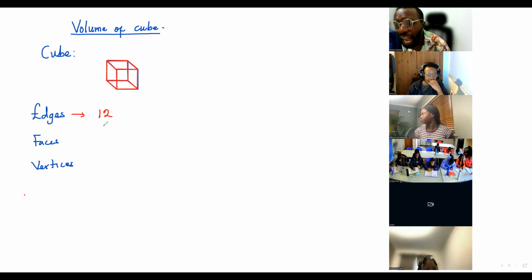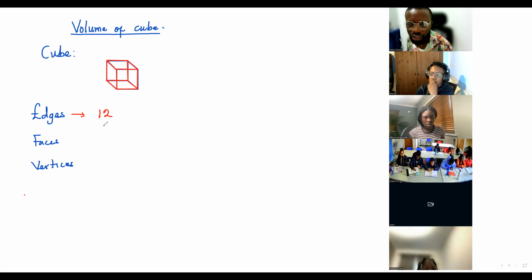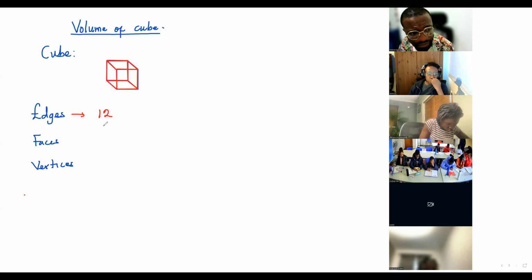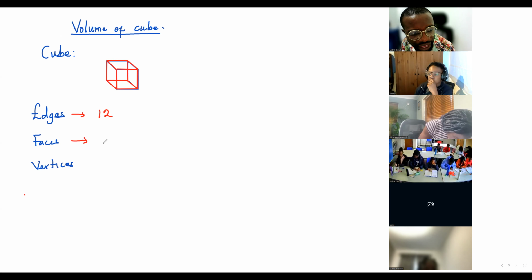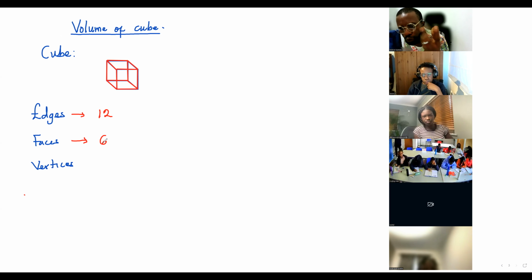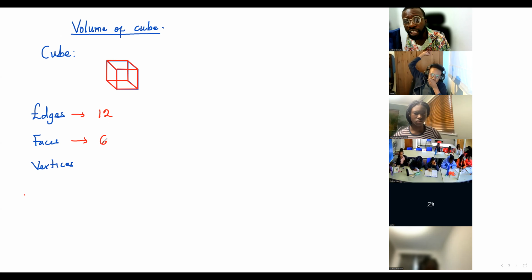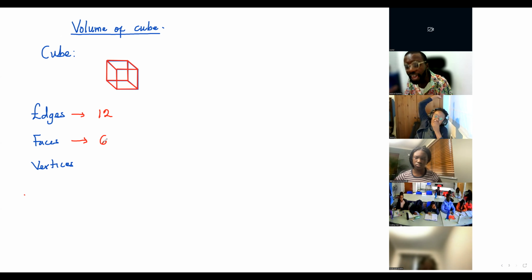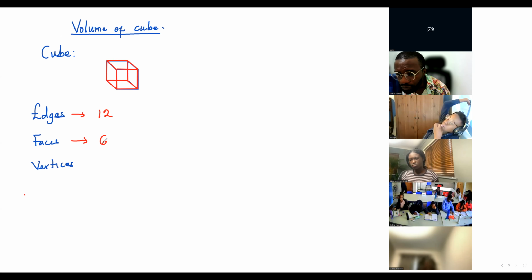Okay. Now, how many faces has a cube? How many faces? It has 6. It has 6 faces. How many of you have seen a die before, or you play Monopoly or board games that have to do with dice, right? Each die has 6 faces. That is a cube. All right.